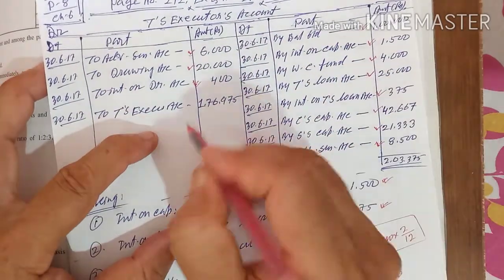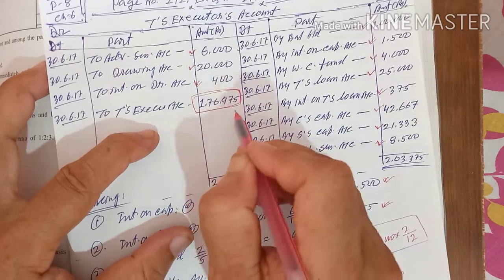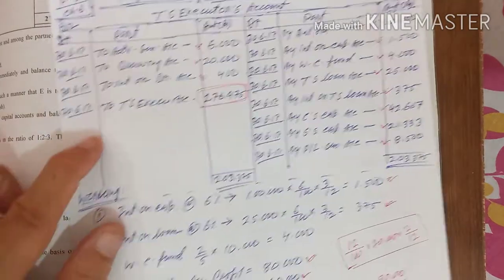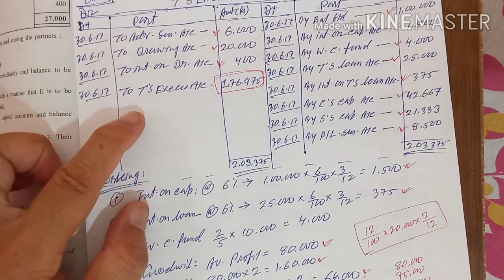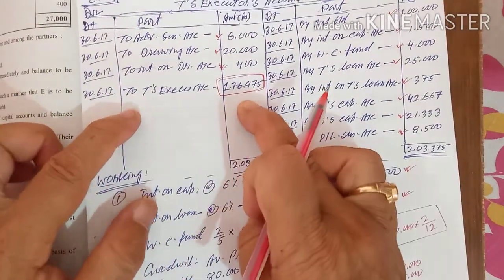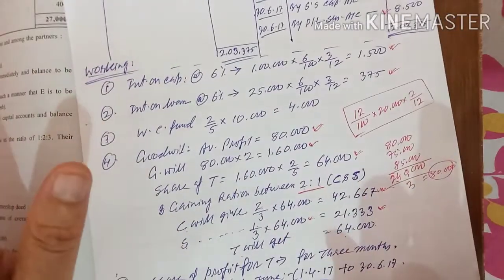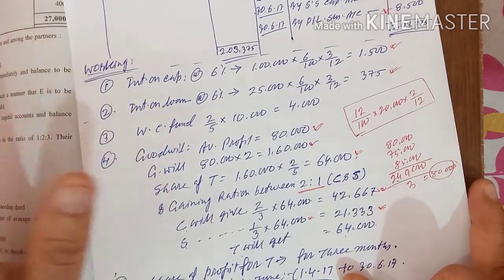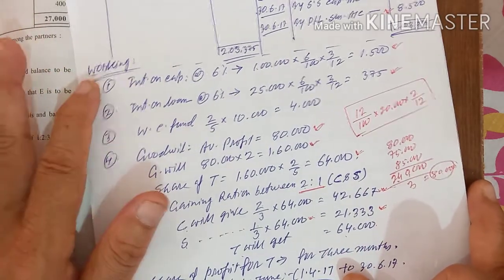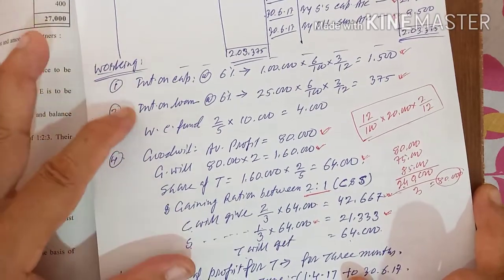And if I find out the balance, you will get 1,76,975. This is the balance T's executors will get. T's executors will get this much balance, and these are the calculations I told you. These are most important questions, and 8 marks questions may also come. So before that, following this video, you read the questions, whatever is given and whatever is not given.